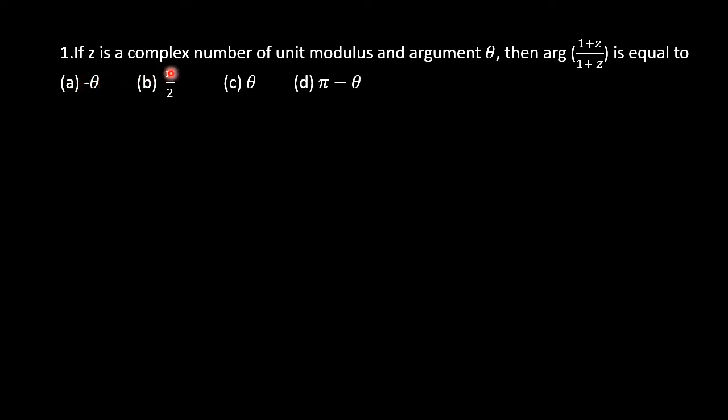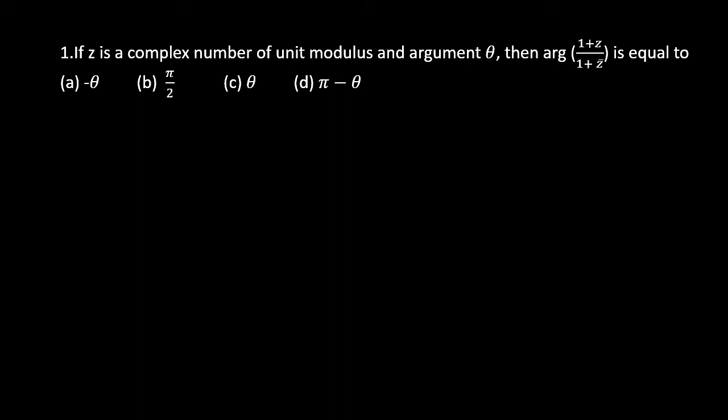Z is a complex number of unit modulus and argument theta. Then the argument of (1 + z)/(1 + z bar) is equal to: minus theta, pi by 2 minus theta, theta, or pi minus theta. Z is of unit modulus and its argument is theta.